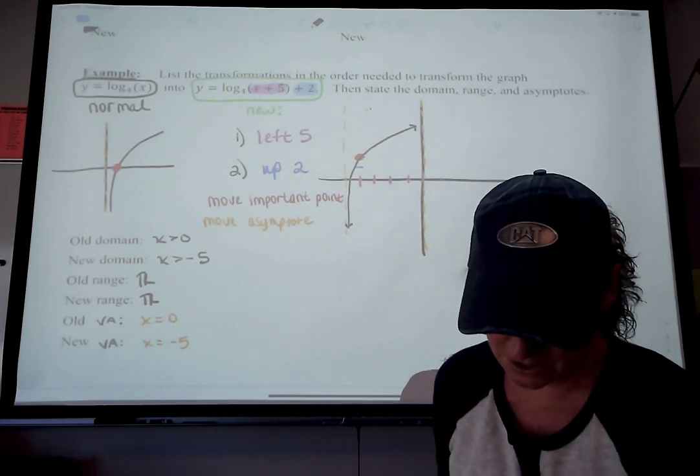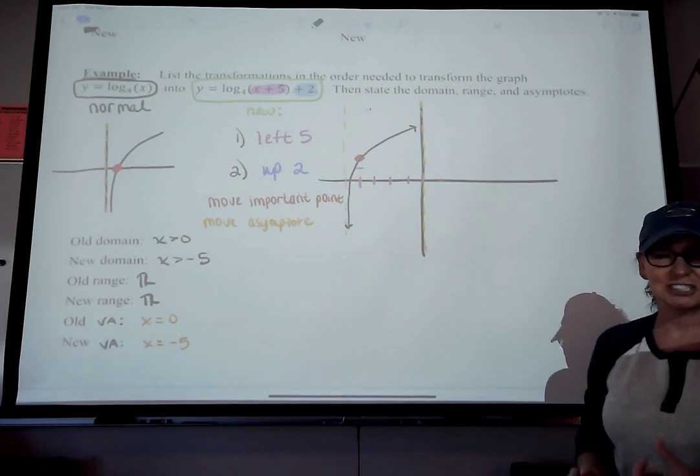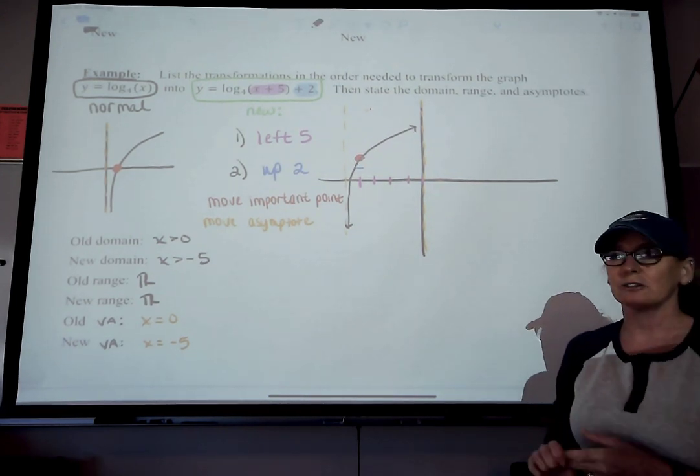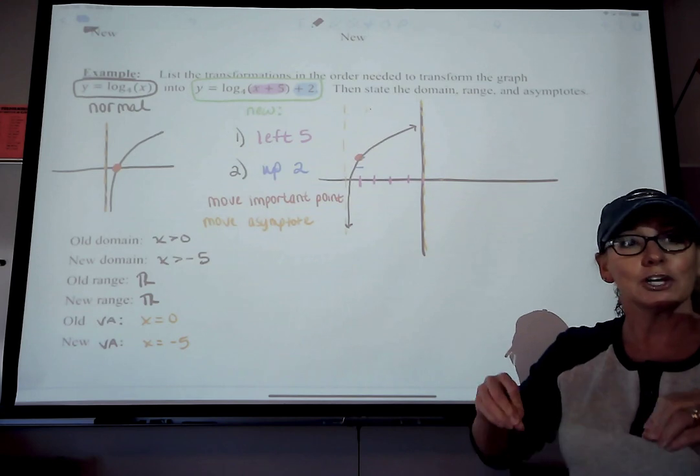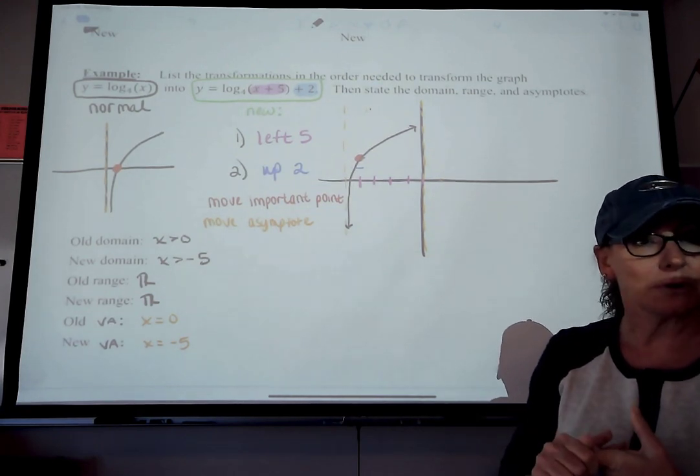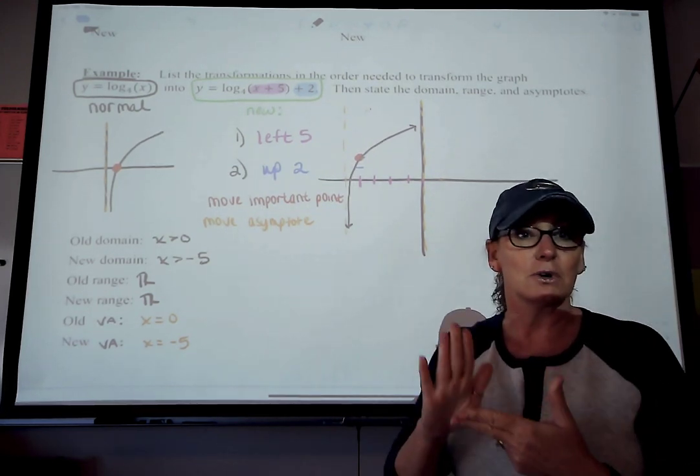There you go. Transformations, I highly suggest a pink and a blue highlighter. Do not highlight your base. Not in an exponent and not in a logarithm. Don't highlight your base.